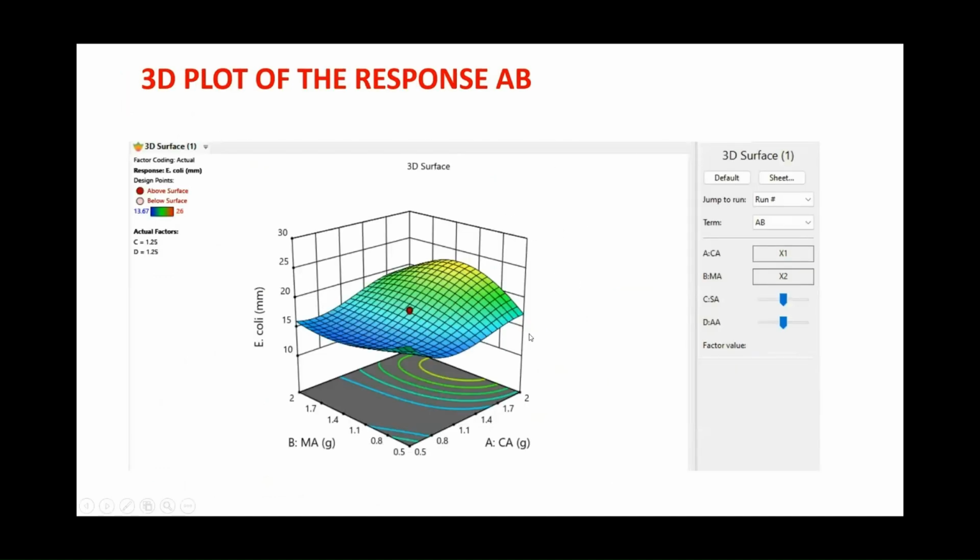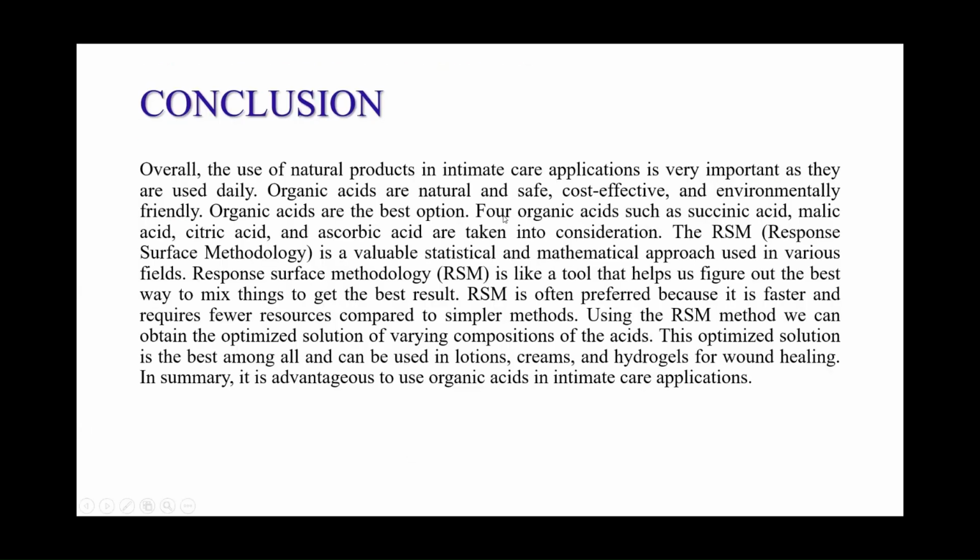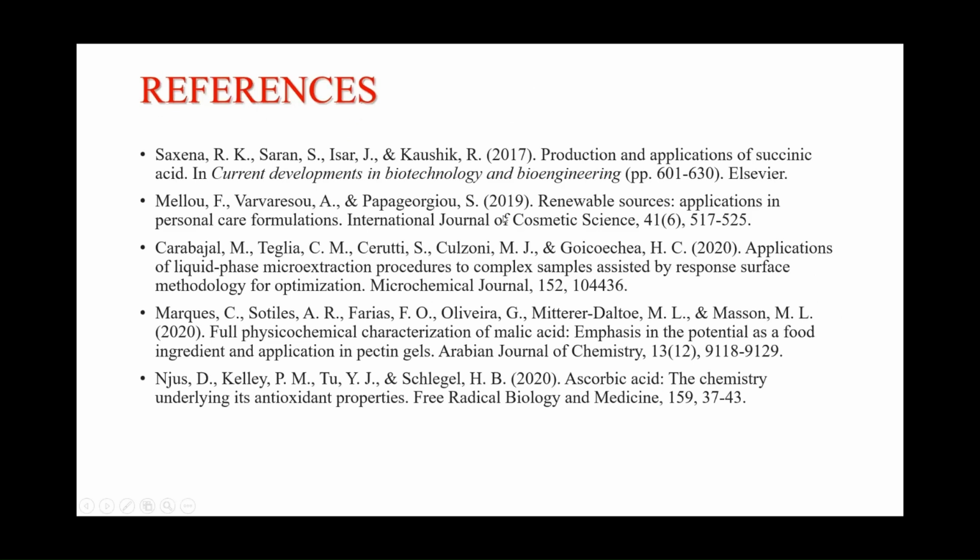So here it comes, A is the citric acid, B is the malic acid. This is for the E. coli. In this, the red dot signifies the optimized concentration of solution. This is the optimized concentration of solution that we can use for our research. Thank you.